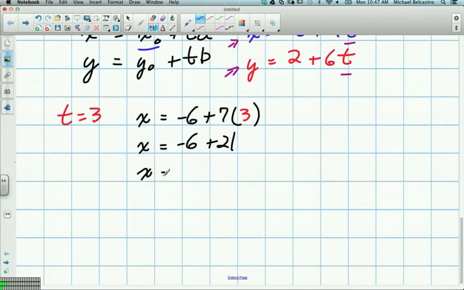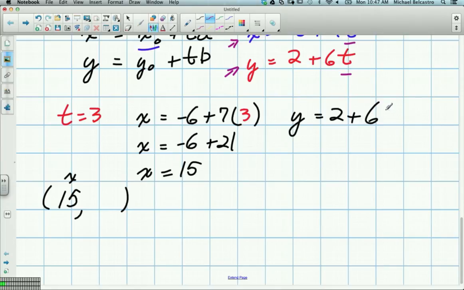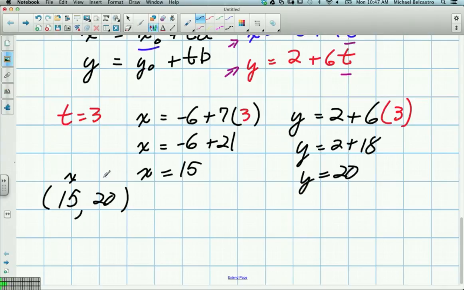X equals 15. So this is a coordinate along our vector. This is an x value. And for our y value, we use the same equation, 2 plus 6, multiplied by the same parameter of 3. Y is equal to 2 plus 18. Y equals 20. So one of the coordinates along this vector is (15, 20).